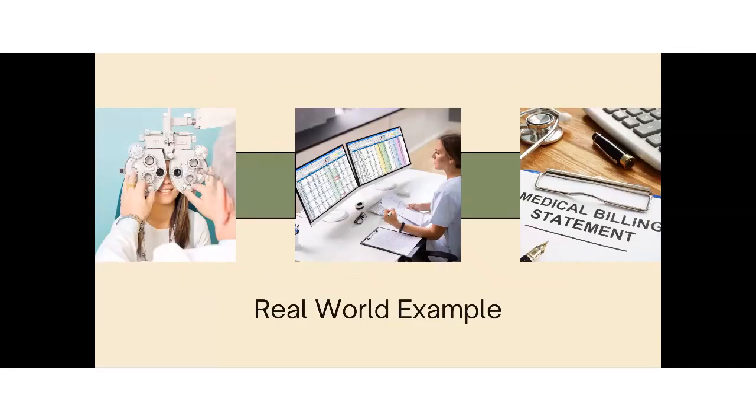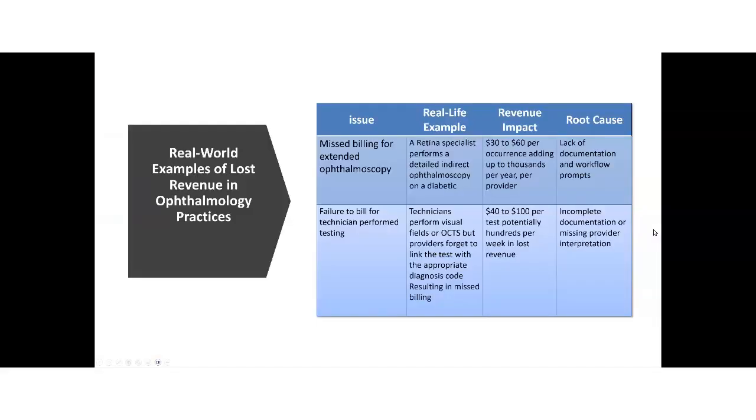Let's talk about a real-world example. I worked with a practice that was consistently undercoding post-op visits. Individually, it looked like they were losing just $20 or $40 per claim, but over the course of a year, with hundreds of patients, it added up to tens of thousands of dollars. This is why attention to detail matters so much. A small error, repeated daily, turns into a massive financial hit for your practice.